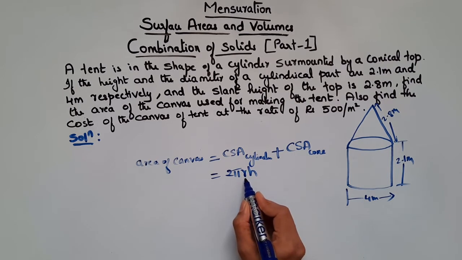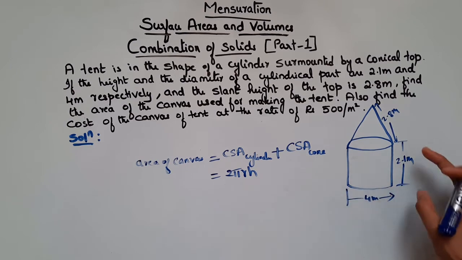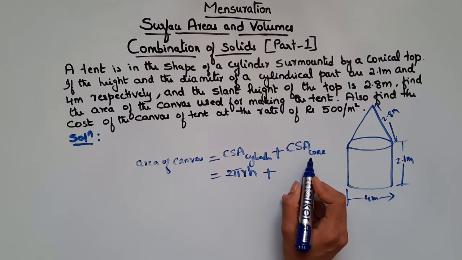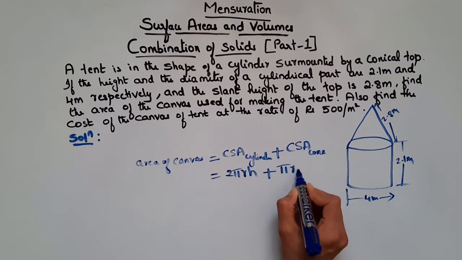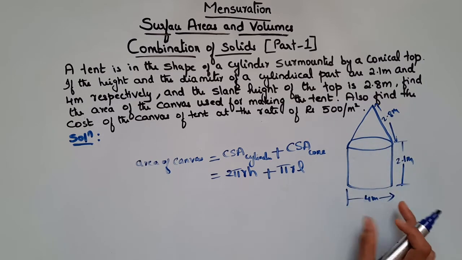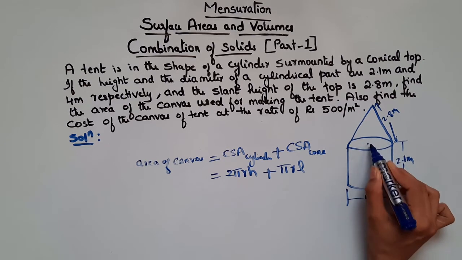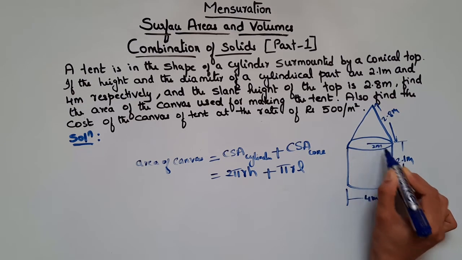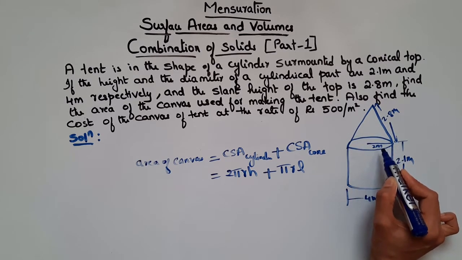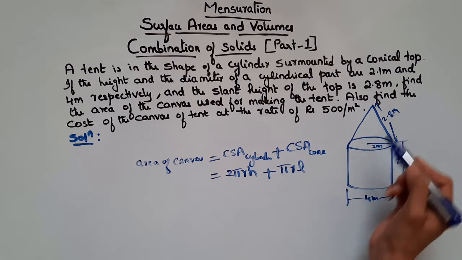Here R is the radius of the cylinder, we know diameter, so we can find radius. And H is the height of the cylinder, we have that. Plus, what is curved surface area of the cone? Curved surface area of the cone is given by pi RL. Here what is R? R is nothing but the radius of the cone. If the cylinder diameter is 4, the radius of the cylinder top is 2 meter, right? Which means the radius of the base of the cone is also 2 meter. So this R is also 2 into L. The slant height is also given.